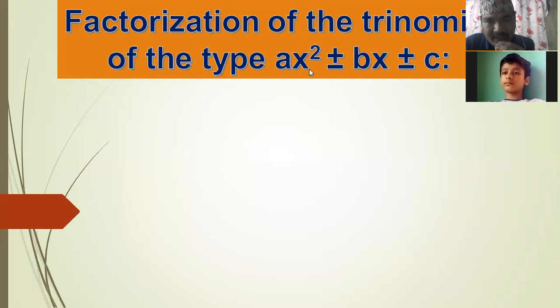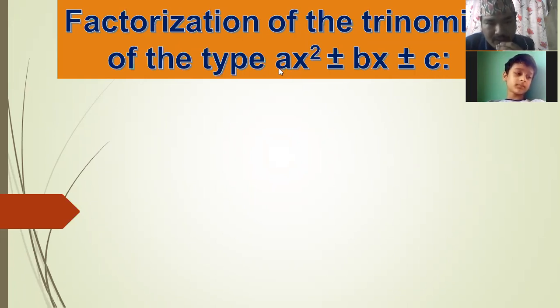Of the type ax square plus or minus bx plus or minus c. This type I have explained before also. But in that one, in place of a, there was only one. Here, the coefficient of x square will be more than 1. If it is 1 also, we have to do like that, and if it is more than 1 also, we have to follow the same thing. First, we have to multiply a and c.